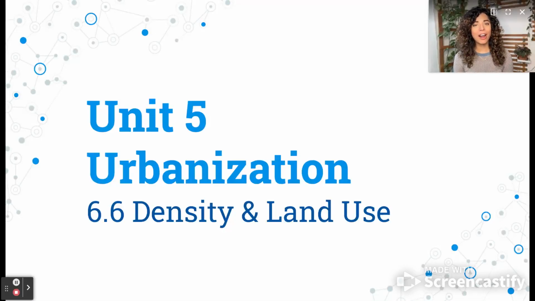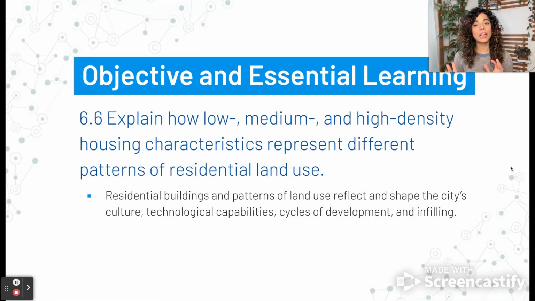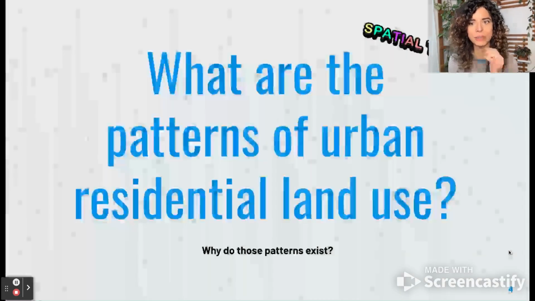Hey guys, we are on 6.6 density and land use. So today we're going to be looking at how low, medium, and high density housing characteristics represent different patterns of residential land use. So things like residential buildings and patterns of land use reflect and shape the city's culture, technological capabilities, cycles of development, and something called infilling, which we will get to in just a bit.